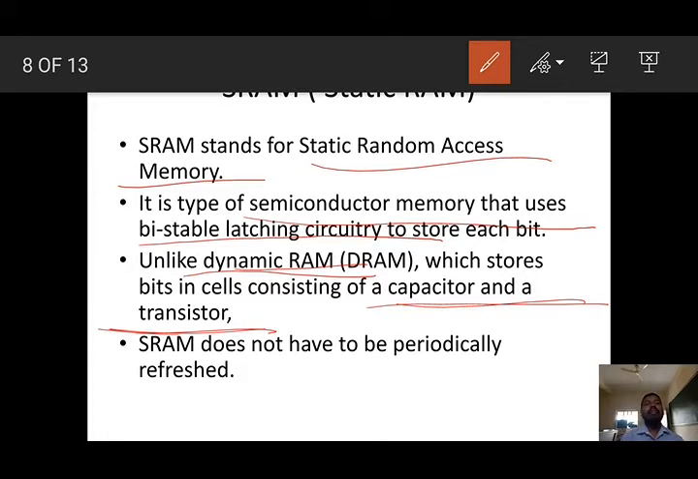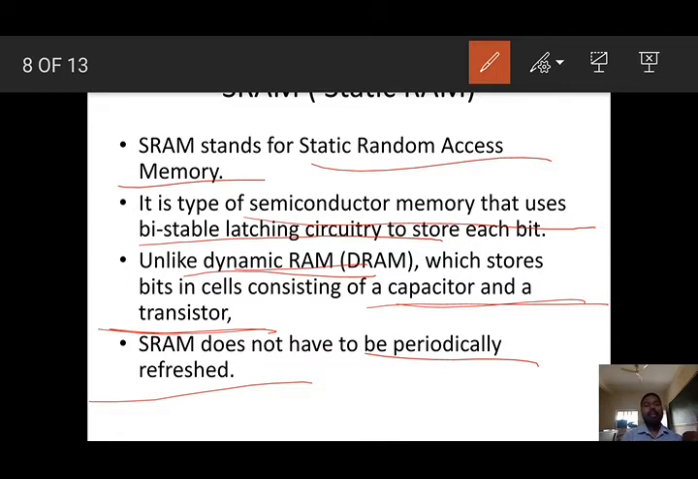In static RAM, they use semiconductors to store the data. In dynamic RAM, they use capacitors and transistors to store the data. SRAM does not have periodic refresh. Dear students, nowadays we are not doing manual refresh, like pressing F5 with the mouse, right-click refresh.